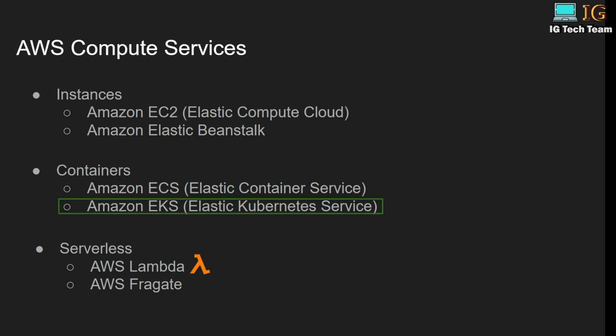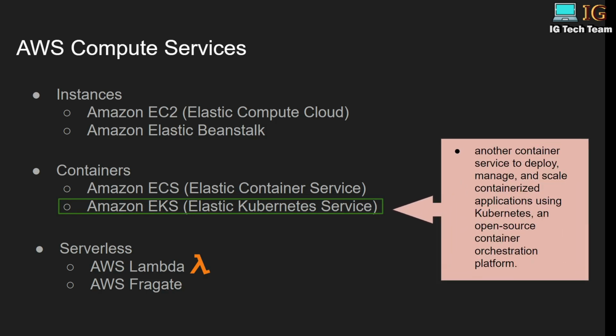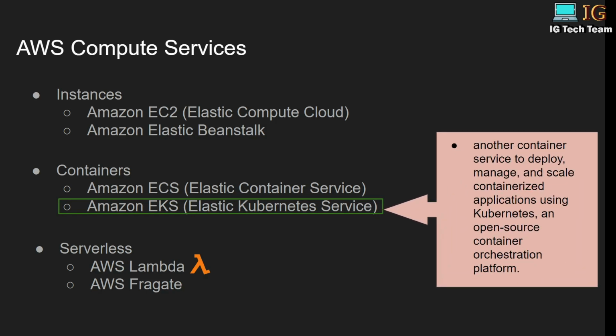Next is Amazon EKS, Elastic Kubernetes Service. It is another container service to deploy, manage and scale containerized applications using Kubernetes, which is an open source container orchestration platform. So you have these options for container services.